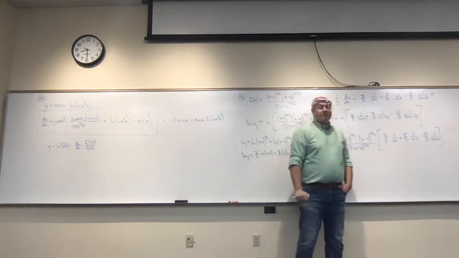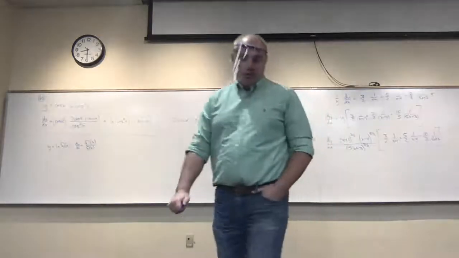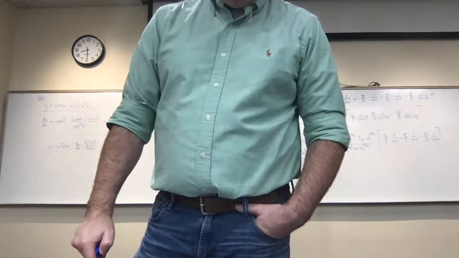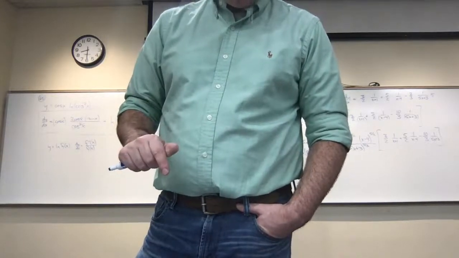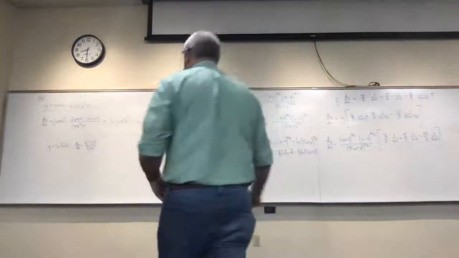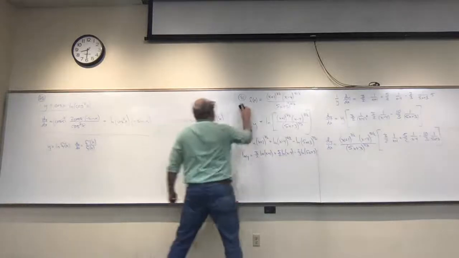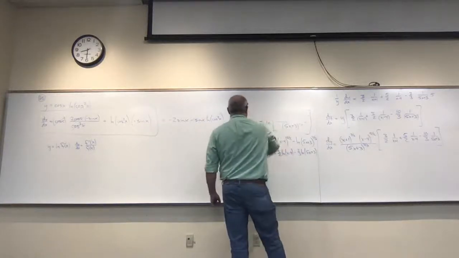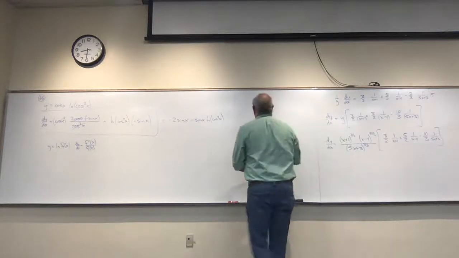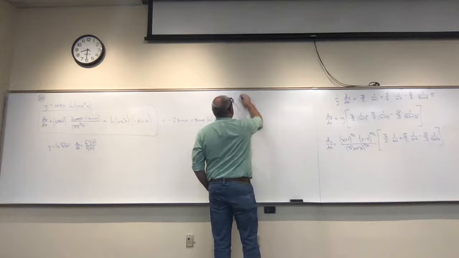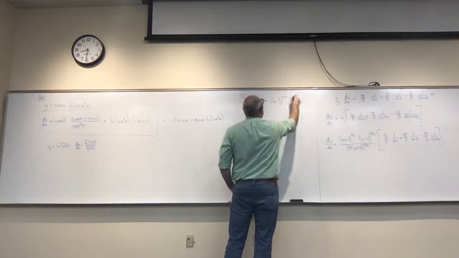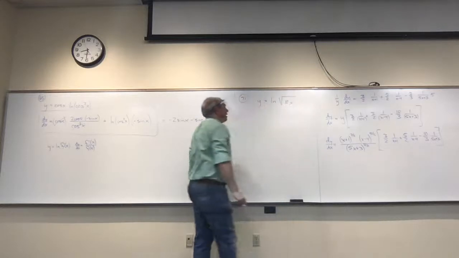Yeah, 71. Let's take a look. So 71, okay. We have ln of the square root of 10x. Okay, ln square root. So 71. We have y equals ln square root of 10x.